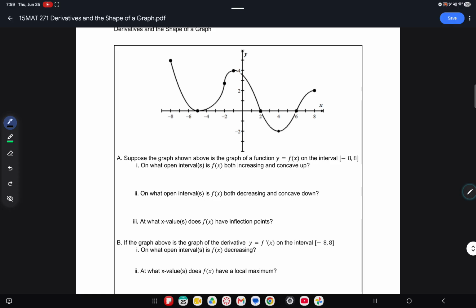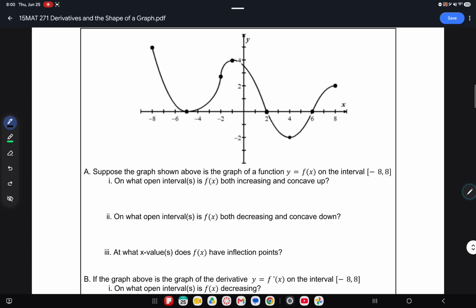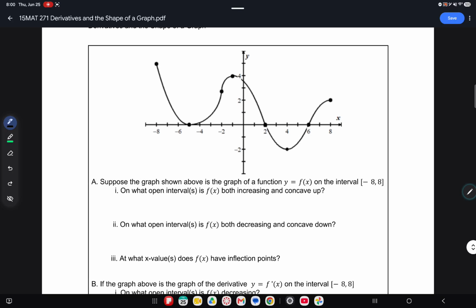So here we have a graph, and we're looking from -8 to 8. On what open intervals is the function increasing and concave up? All right, so we're assuming this is f of x. So increasing and concave up. It's going to be here and here, which would be -5 to -2 and 4 to 6.